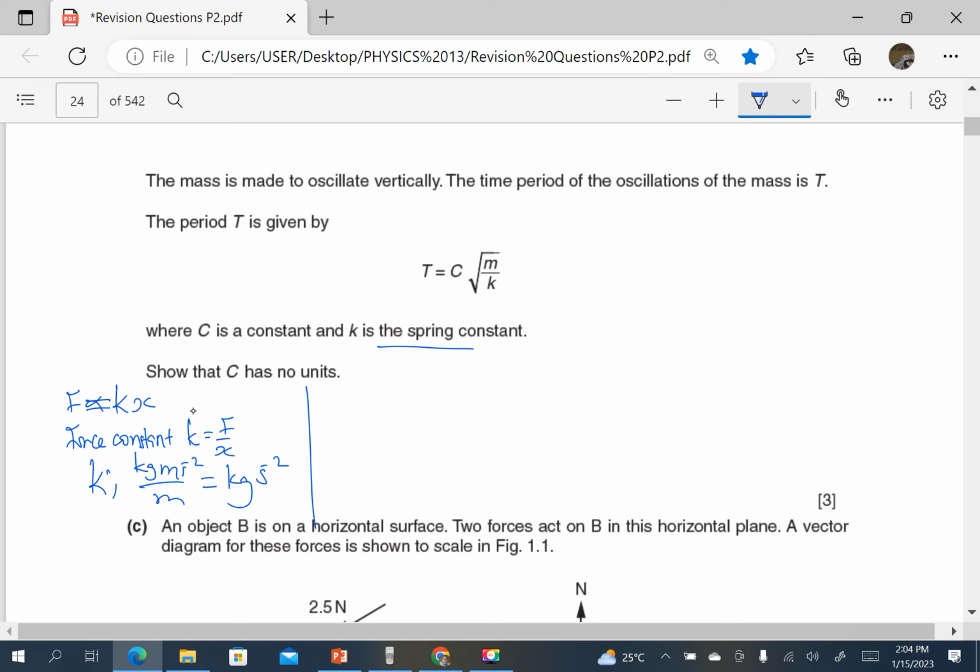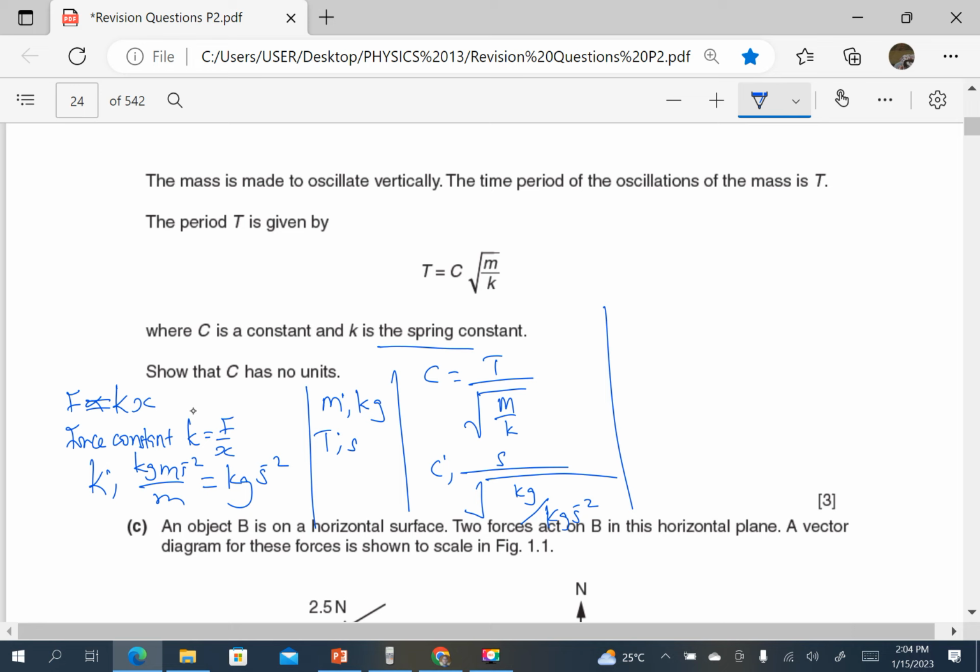Okay. Then of course we have M. M is mass, that is in kilograms, and T is time period, that is in seconds. I'm now substituting after making C the subject, so C is equal to T divided by the square root of M over K. So the units are going to be T, which is seconds, divided by the square root of M, which is kilograms, over K, which is kilograms per second squared. So kilogram has cancelled out.